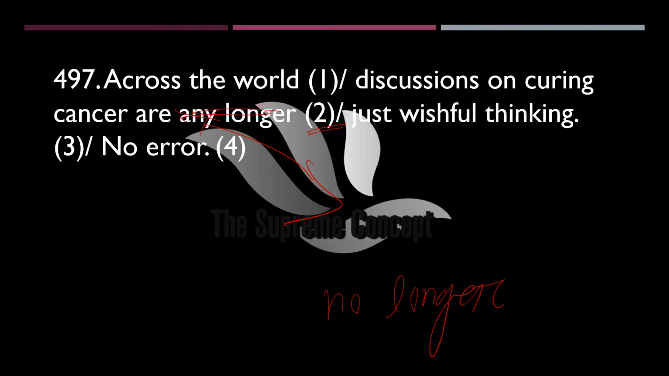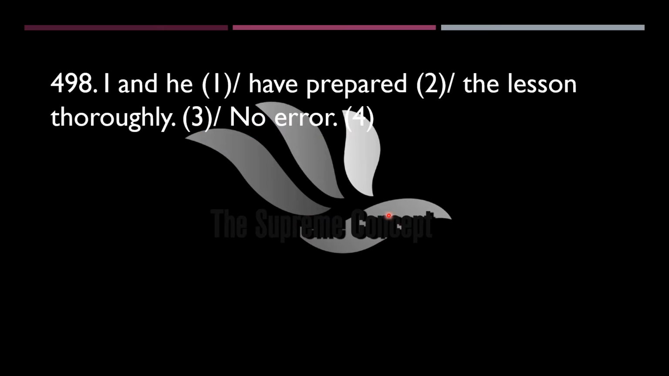Instead of any longer, our sentence will be: Across the world, discussions on curing cancer are no longer just wishful thinking, because it is now implemented successfully, right? So no longer can be used in this sentence. Any longer is used only at the end of a sentence, but here we are using it in the middle of a sentence, so we will use no longer.